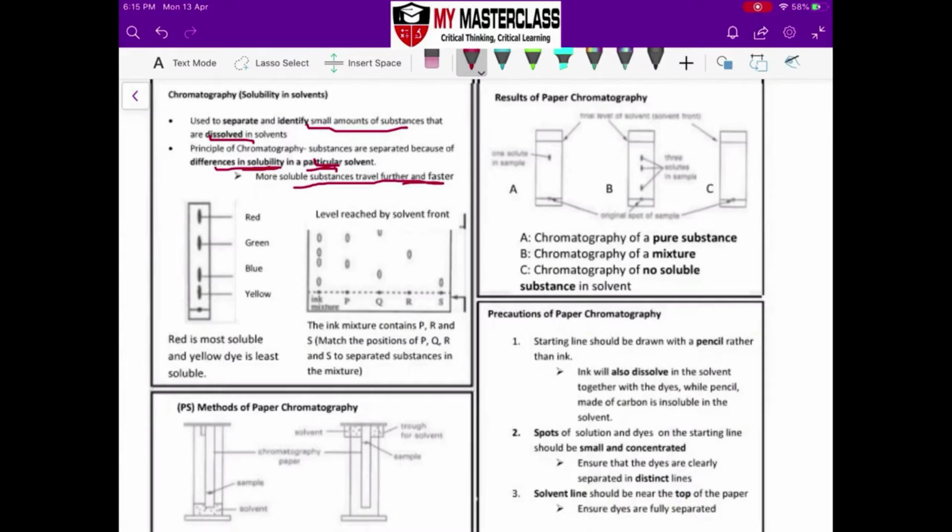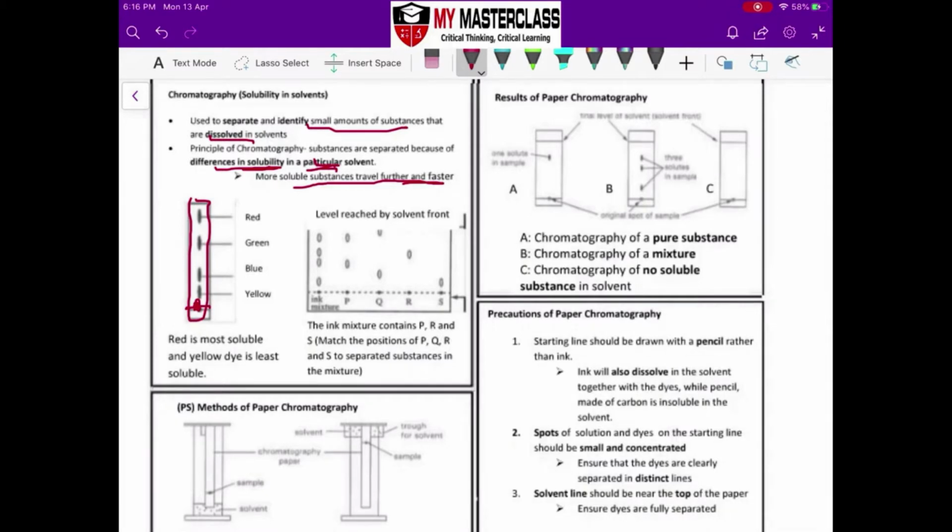So your chromatography will look something like this, like a piece of filter paper. In this filter paper you will have to draw your starting line, and then you put a sample of a mixture of solutes with different solubility. For example, the pen ink that you have, even though it is red, it can be made out of multiple different colors mixed together.